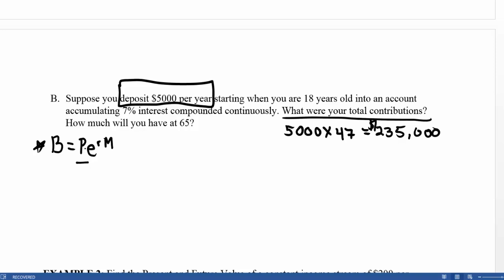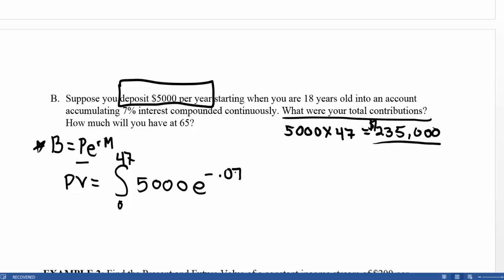Now, you may think that we can just use the $235,000. However, money is valued differently at different points in time. So our first calculation is going to be to find the present value by using our integral from 0 to m, which here is 47 years. Now, we're going to put in our yearly deposit here, which is $5,000, times e to the negative 0.07t dt.